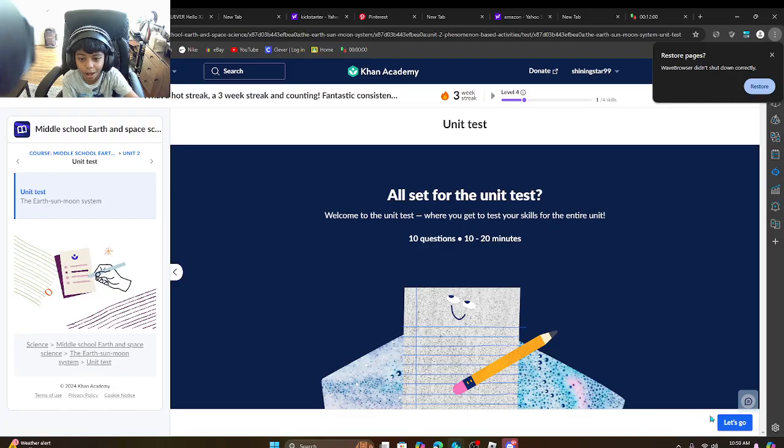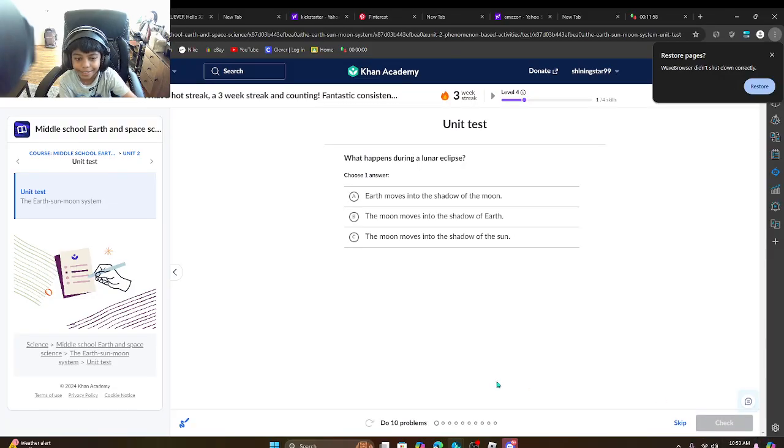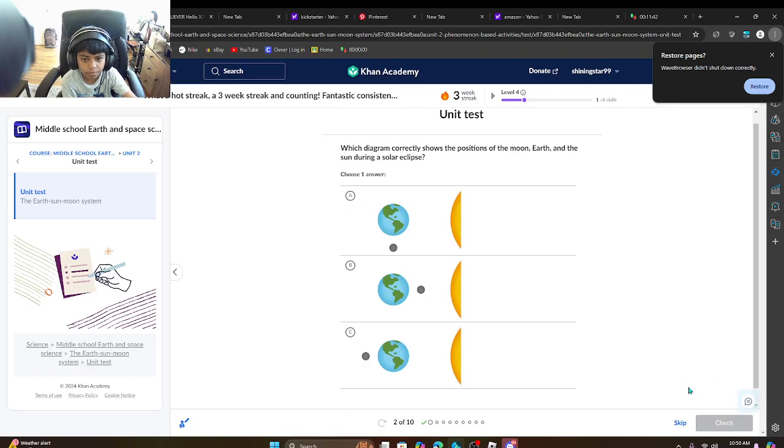Unit test already? Okay, 10 problems. What happens during a lunar eclipse? The Earth moves into the shadow. The Moon moves into the shadow of Earth. Which diagram shows the position of the Moon, Earth, and the Sun during a solar eclipse? This one.